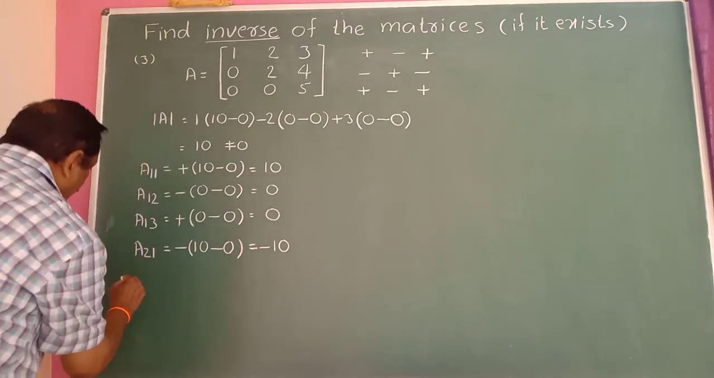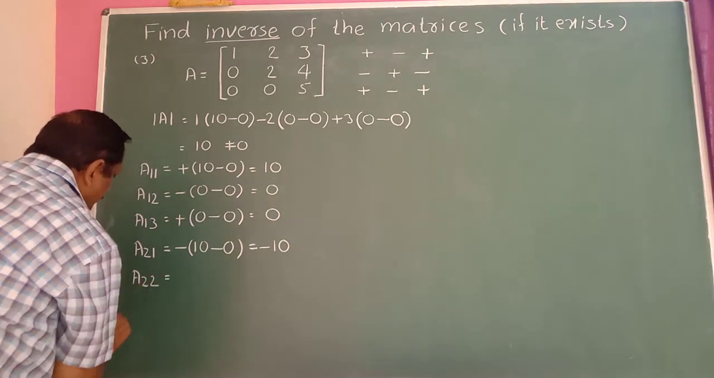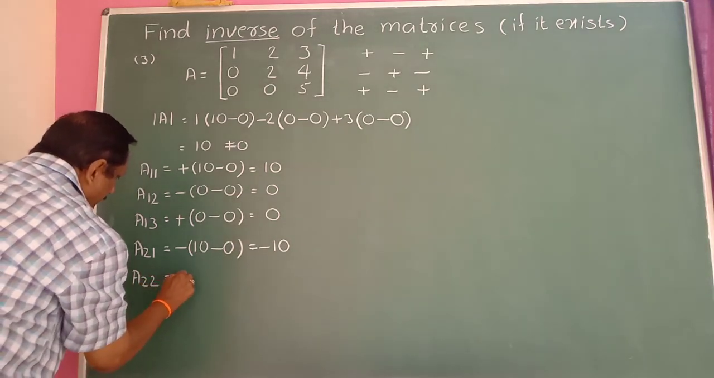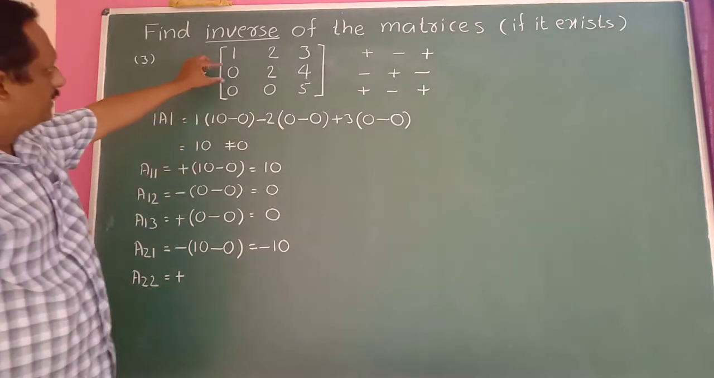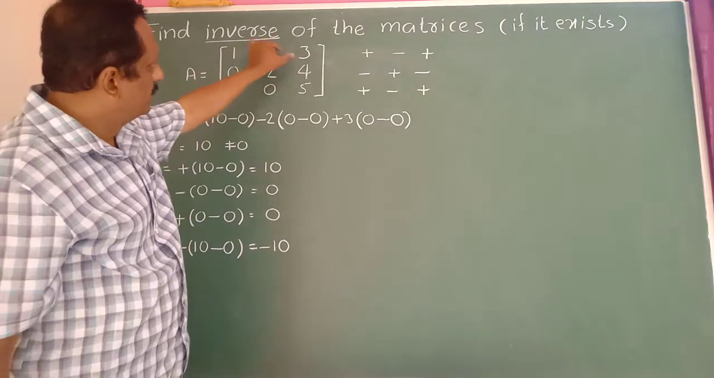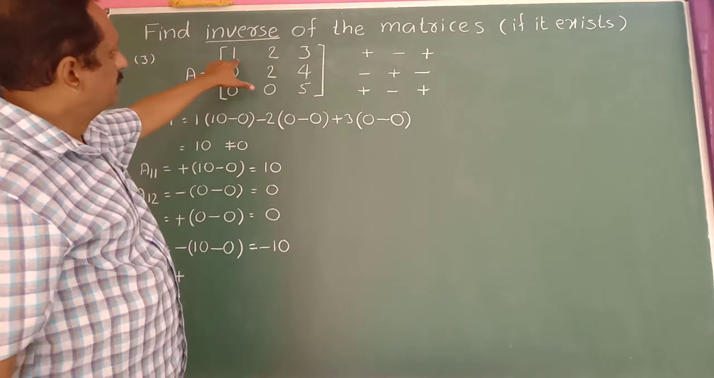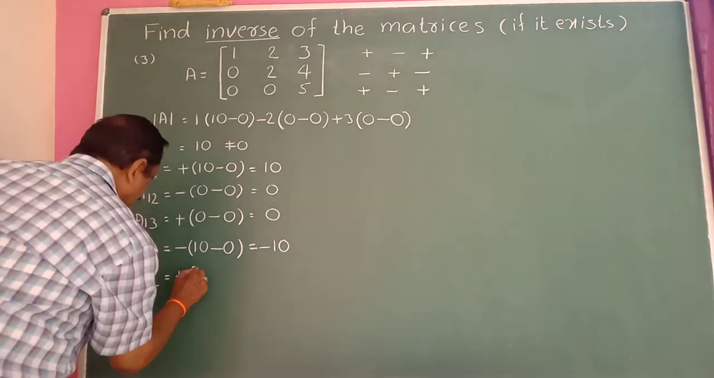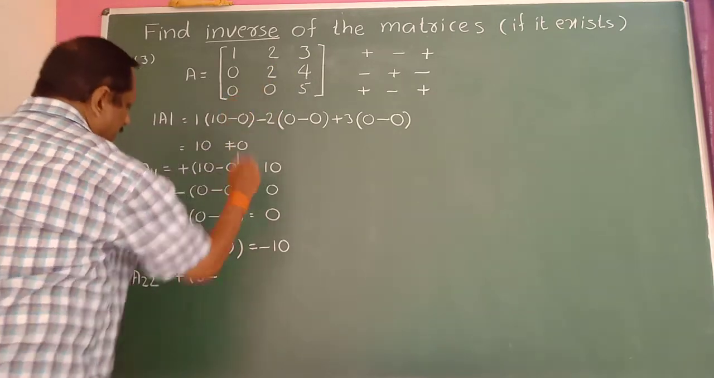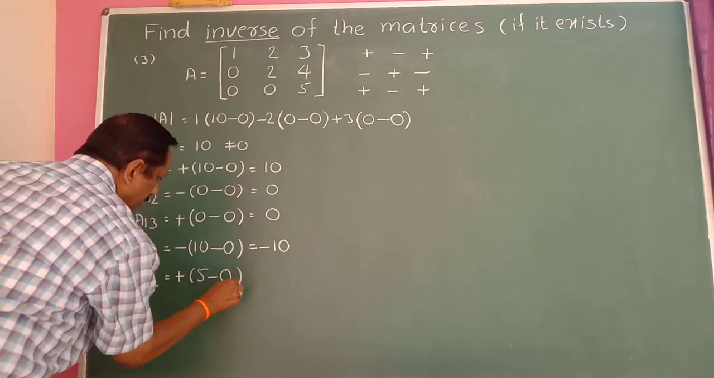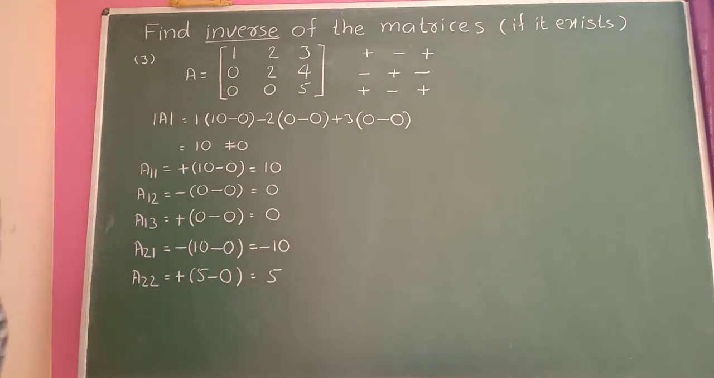Then A22 here. A22 is equal to 2 plus 2, 4, even number, take plus sign here. Deleting second row, second column. Deleting this second row and the second column here. 1, 3, 0, 5 remaining elements. 1 into 5 becomes 5. So write here 5. Minus of 3 into 0 becomes 0. Therefore this is equal to 5.